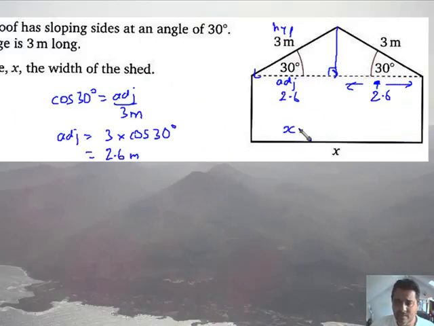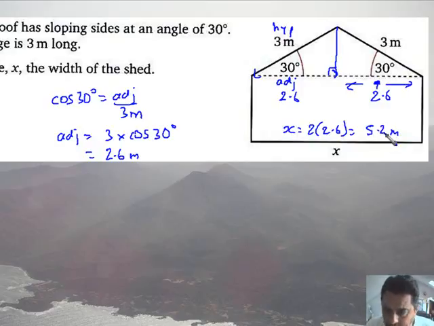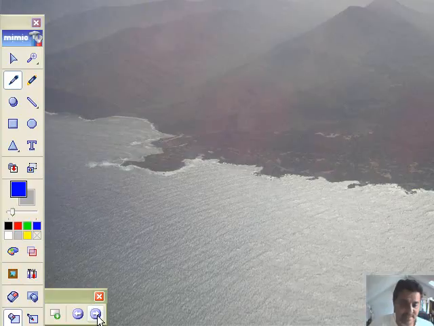Therefore, x is going to be 2 lots of 2.6. I don't need a machine for that. That's going to be, maybe I do, 5.2 meters. Yeah, that's it. Right, easy, isn't it? So that's the first example. We've had a triangle that wasn't right angled, but we've created one by dropping a perpendicular straight through the line, that dotted line there. Dead easy, isn't it?